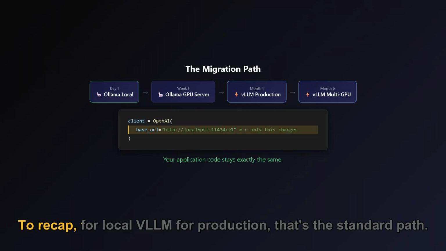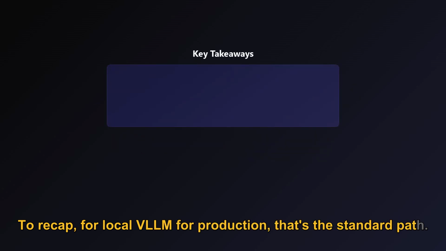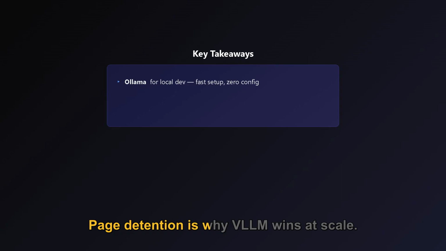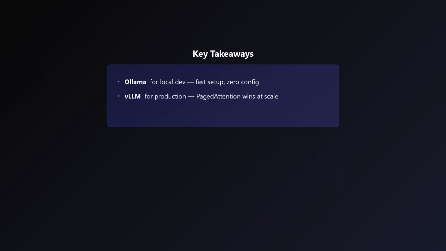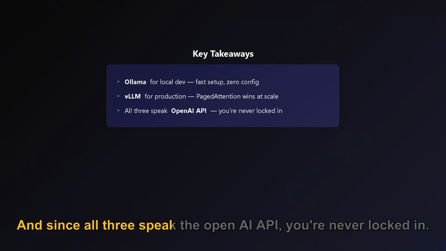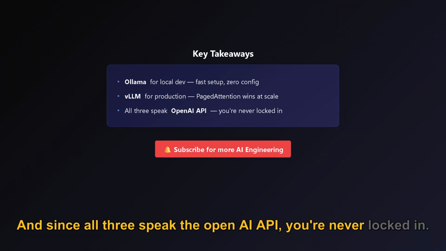To recap, Ollama for local, vLLM for production, that's the standard path. Paged attention is why vLLM wins at scale. And since all three speak the OpenAI API, you're never locked in.